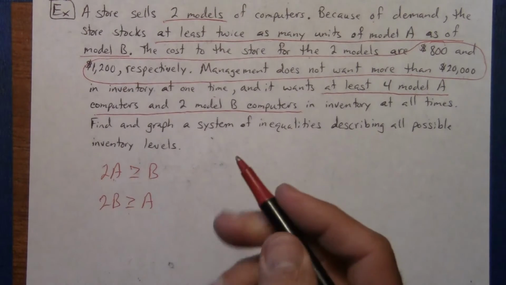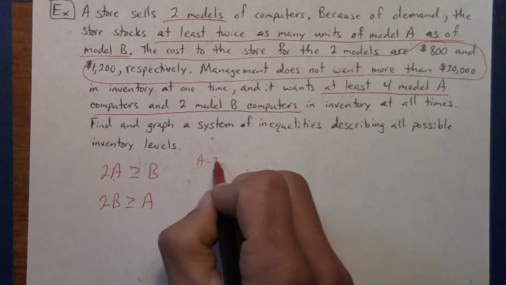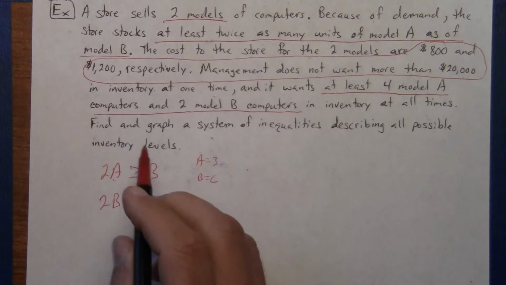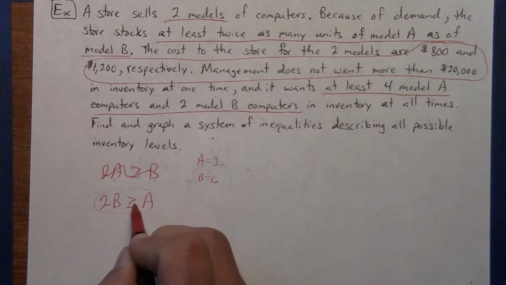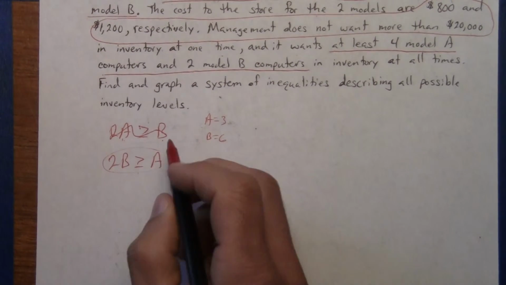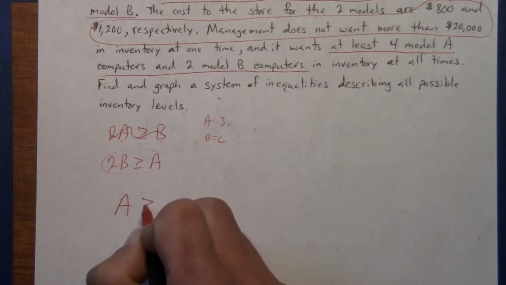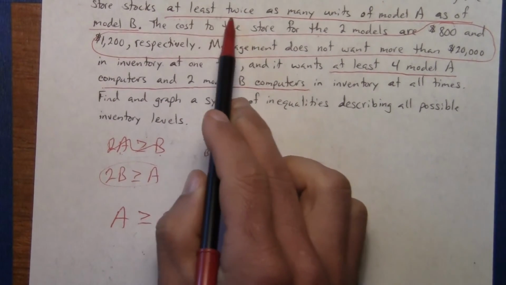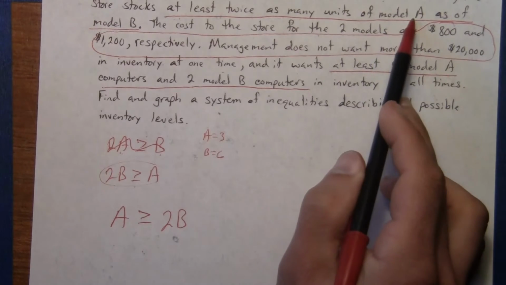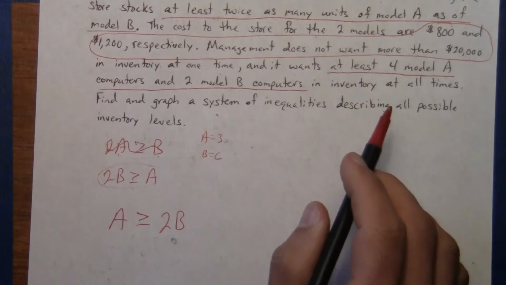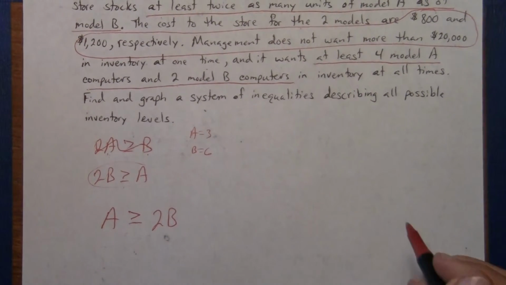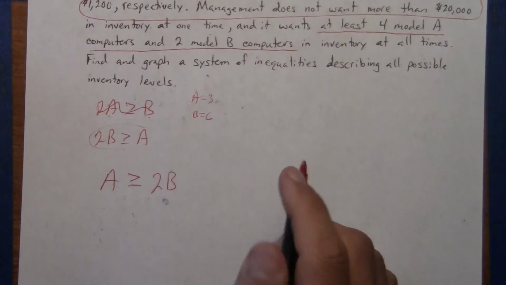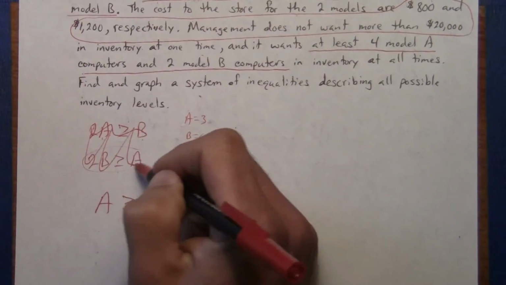If you just put a random number, let's say A is equal to 3, that means B is equal to 6. That means B is actually twice as large as A. I don't want that one. I want this one, and I have the inequality mixed up. It should be A is greater than or equal to 2B. And now if you reread that, at least twice as many units of model A. If A is twice as large as B, I have to multiply B by 2 to balance them out, if you want to think of it that way. All right, so that's the first inequality.